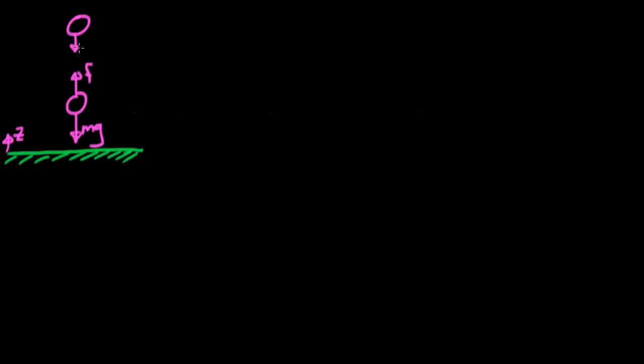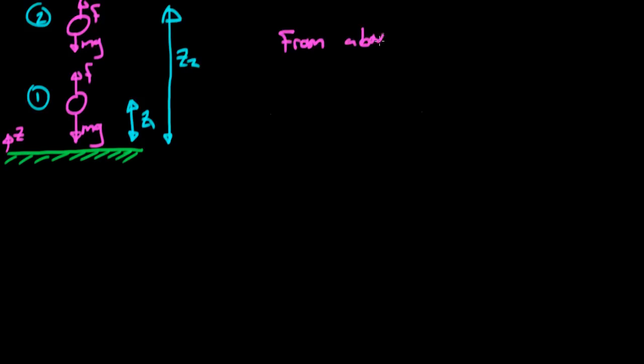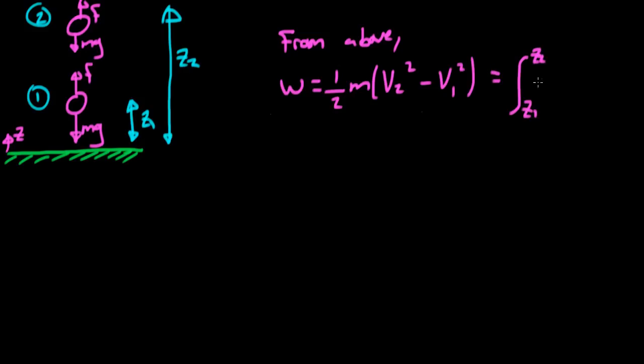Let's do another example now where we move a mass in a gravity field. So we have a mass, its weight is acting down on it, and we apply some force upward that moves it to a separate location. So we have state 2 and state 1, and corresponding location, z2 and z1. From above, we have that the work is equal to the change in the kinetic energy of our mass, and that is equal to the integral of the force over the distance.